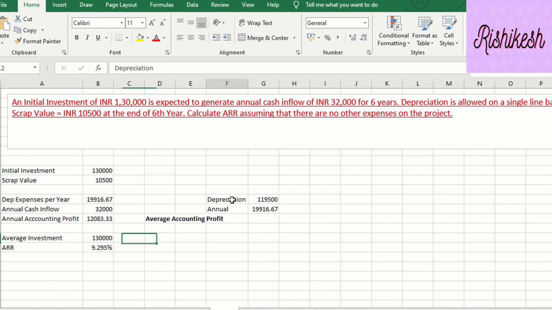Now if you see depreciation, what we have done is initial value minus final value and then divided by 6. And this is what is known as the straight line method. A straight line method means depreciation is equally spaced out across all periods, and this is what we have done. We have spaced out this depreciation of 1,19,500 rupees across all the 6 periods, and that comes out to be 19,916 rupees 67 paisa. So this is how we can calculate the ARR from here.